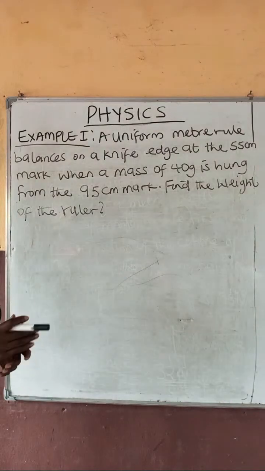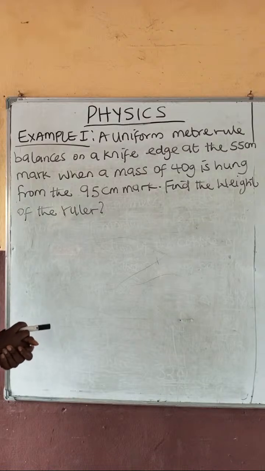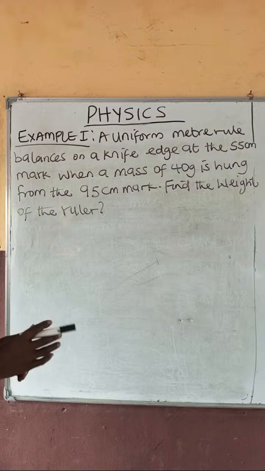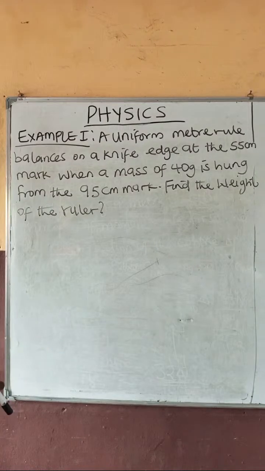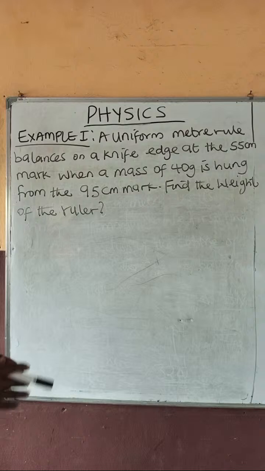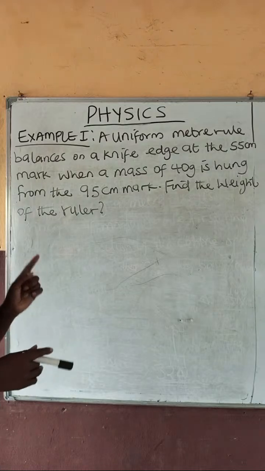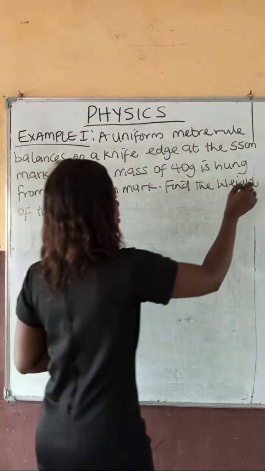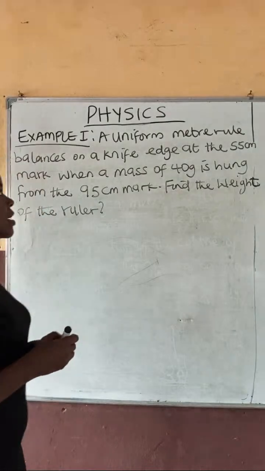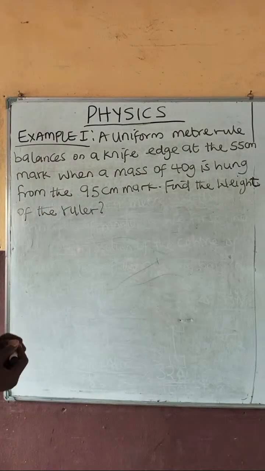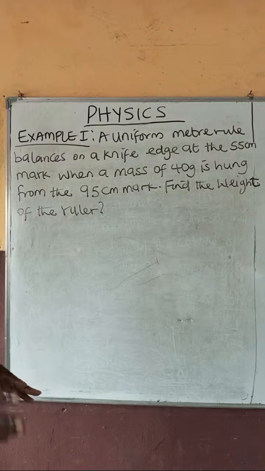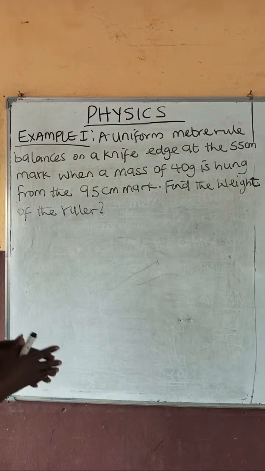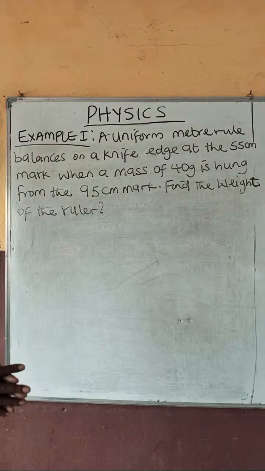Example 1. A uniform meter rule balances on a knife edge at the 55 centimeter mark when a mass of 40 grams is hung from the 95 centimeter mark. Find the weight of the ruler. Let me go again. A uniform meter rule balances on a knife edge at the 55 centimeter mark when a mass of 40 grams is hung from the 95 centimeter mark. Find the weight of the ruler.